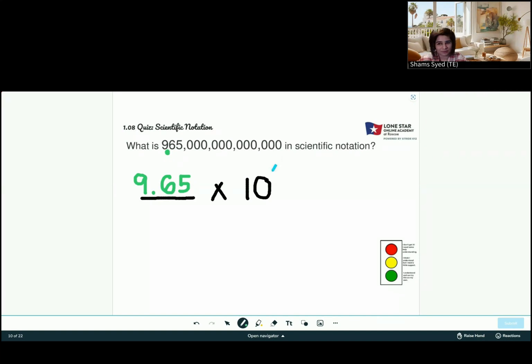Okay, look at the exponent. You guys are saying exponent is 14, and that is true. See, this is 3, 6, 9, 12, 13, 14. Exponent is 14.